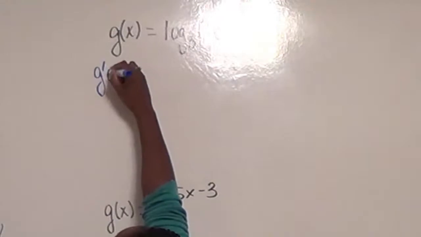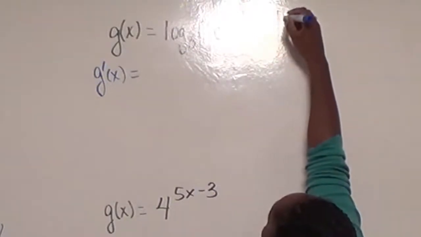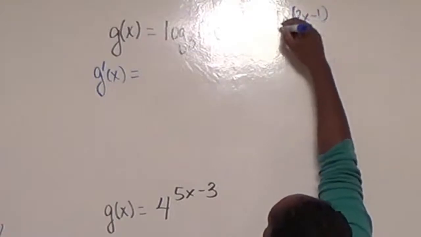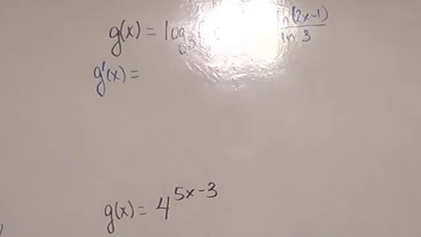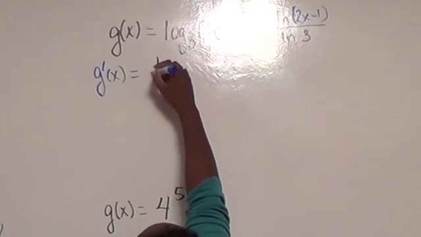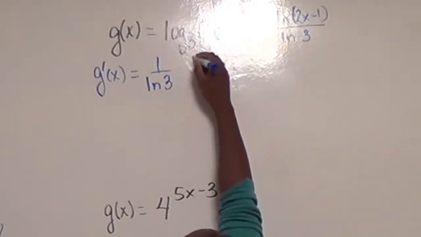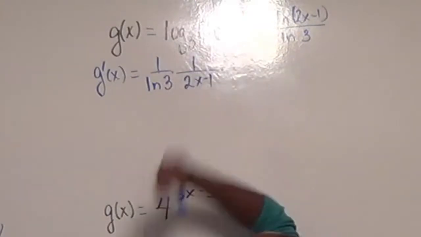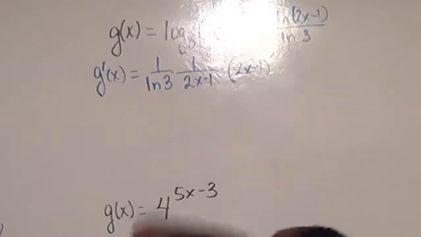So here, g prime of x, again, by our properties, we can think of this as natural log of (2x minus 1) over the natural log of 3. So again, that natural log of 3 will come out front. So our derivative looks like 1 over the natural log of 3, times 1 over 2x minus 1. That's the derivative of the logarithm times the derivative of the argument.